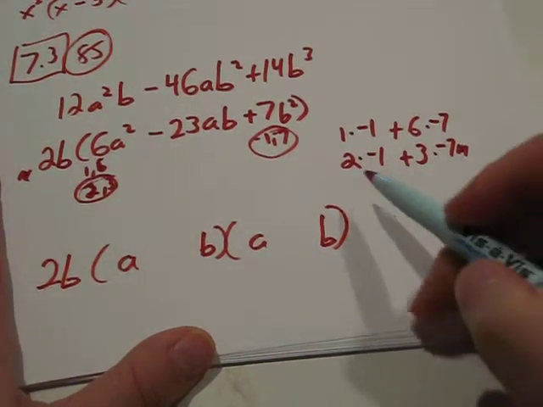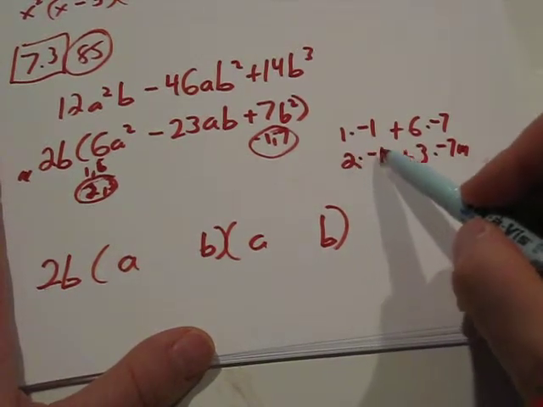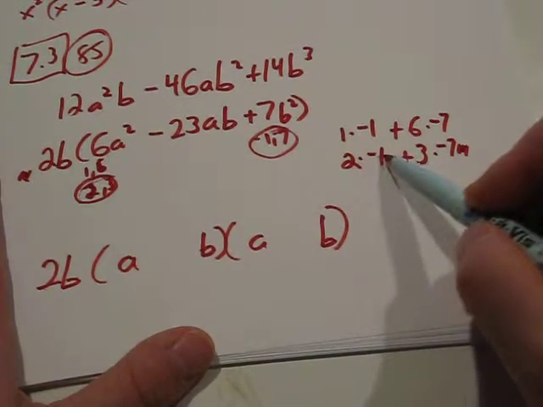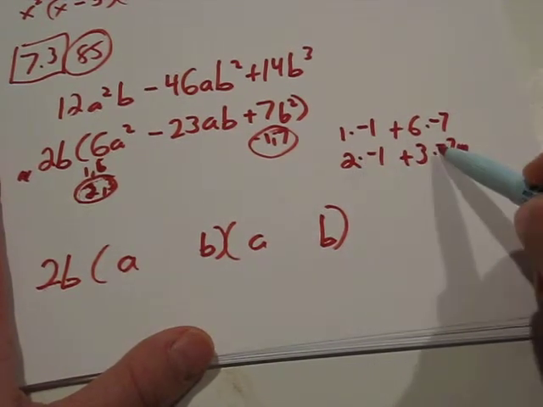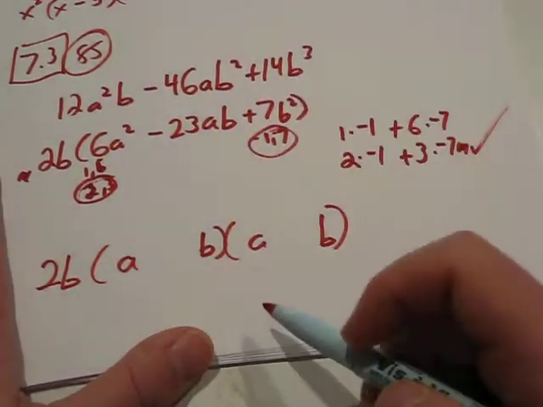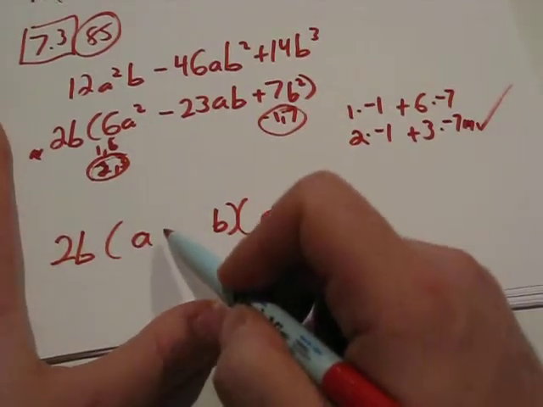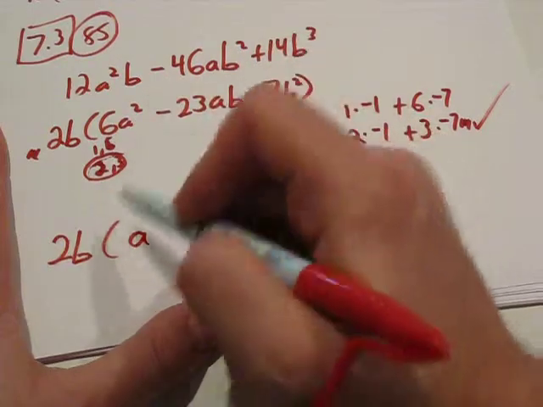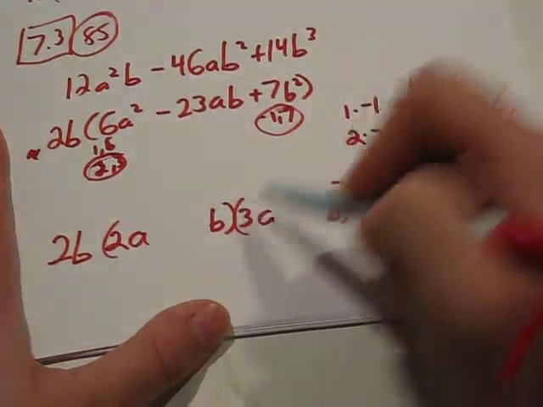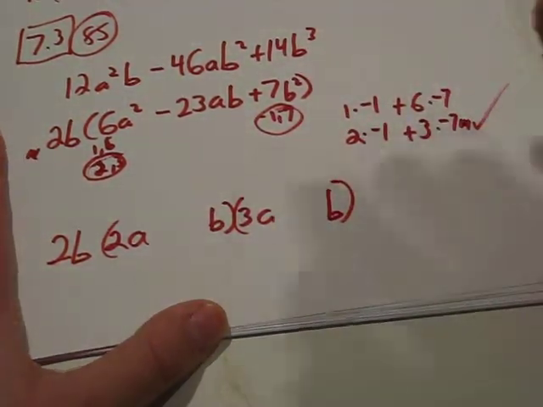There we go. So that combo, 2 times negative 1 is negative 2, and 3 times negative 7 is negative 21, negative 2 and negative 21. It works, negative 23. So now we go down to my answer. We found that 2 and 3 worked for my 6, so I'm going to put the 2 there and the 3 there. That really doesn't matter, but then this really matters.